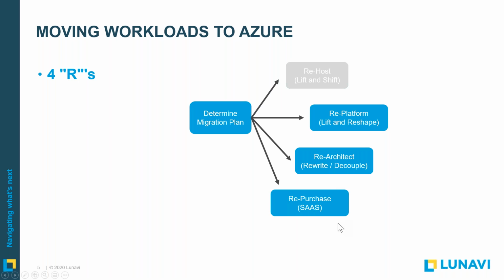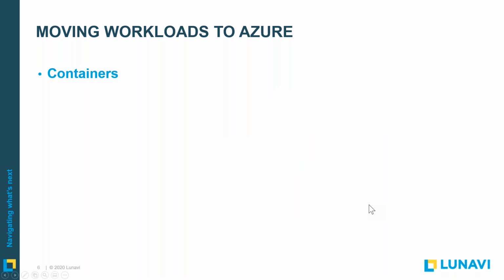The final one's repurchase. Again, that's a little bit out of scope, but this would be like if you own a product on-prem and now want to move it to a solution where maybe you're paying for a subscription for a SaaS solution. So that one again is kind of out of scope here.